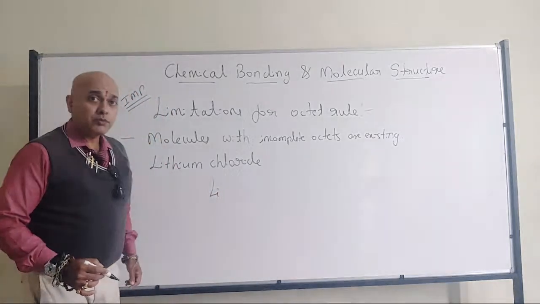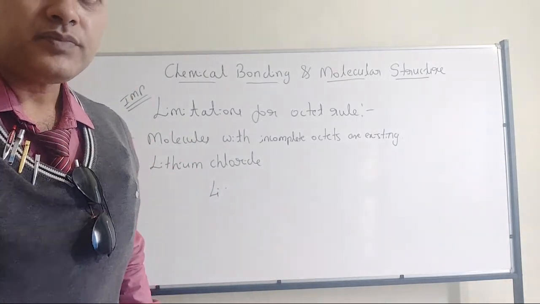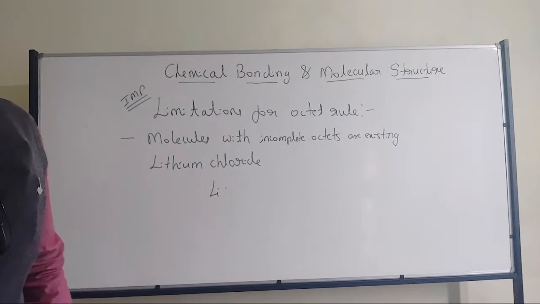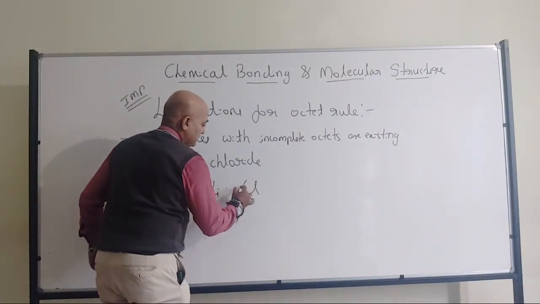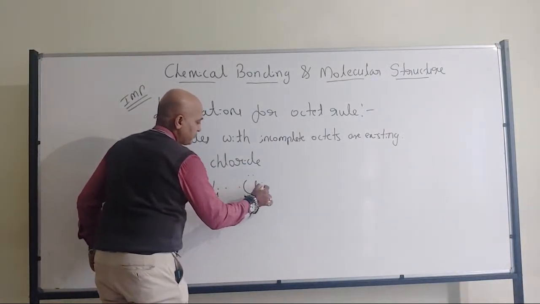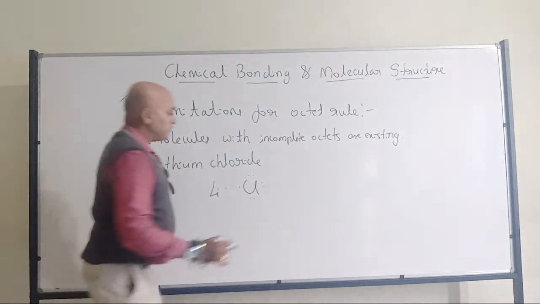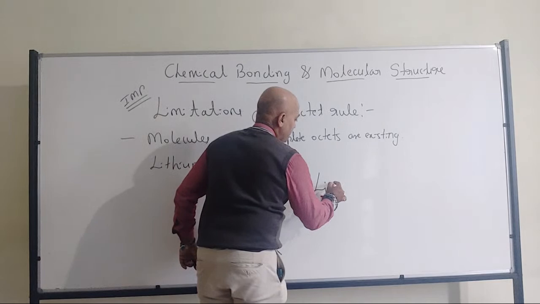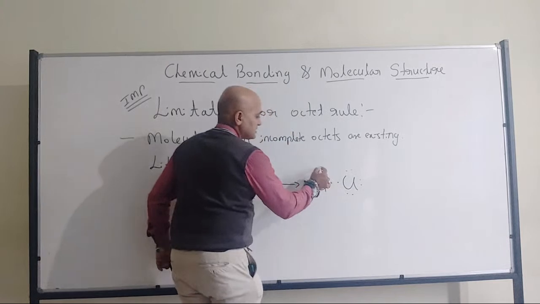Now, what about chlorine? How many valence electrons in chlorine? Yes, it will be 7. 1, 2, 3, 4, 5, 6, 7. All of you are correct. So therefore, the Lewis dot structure for lithium chloride will be like this.